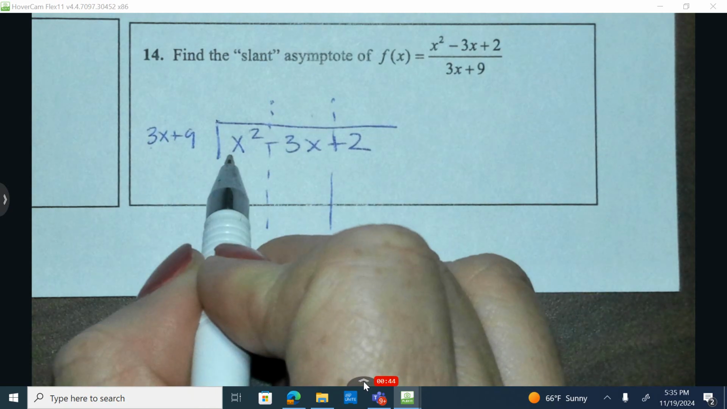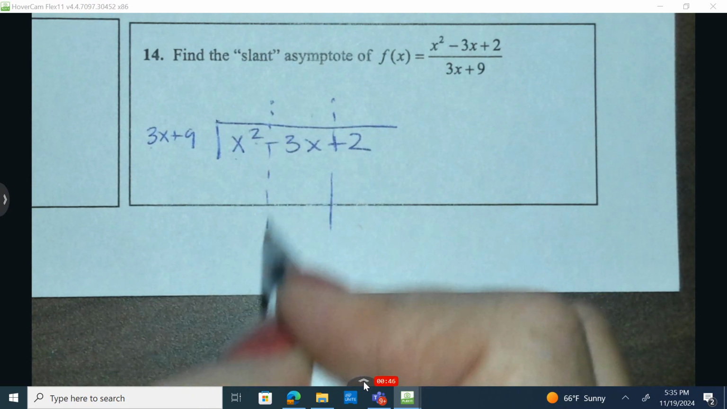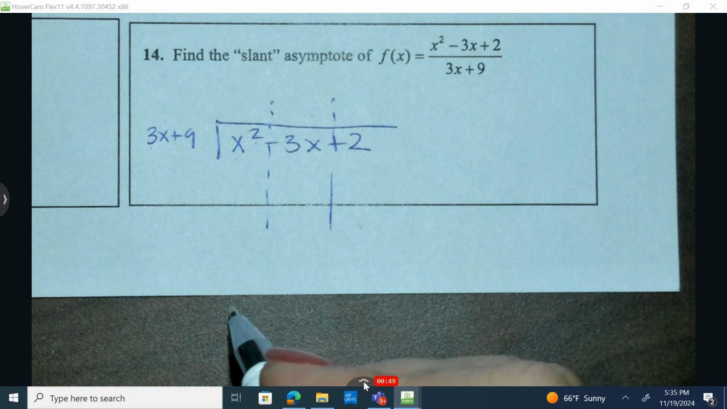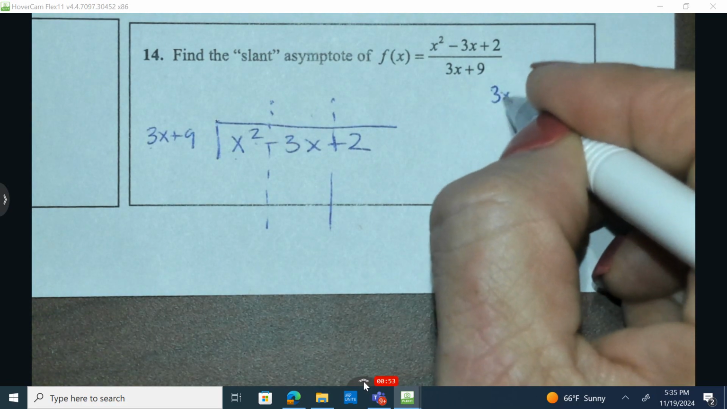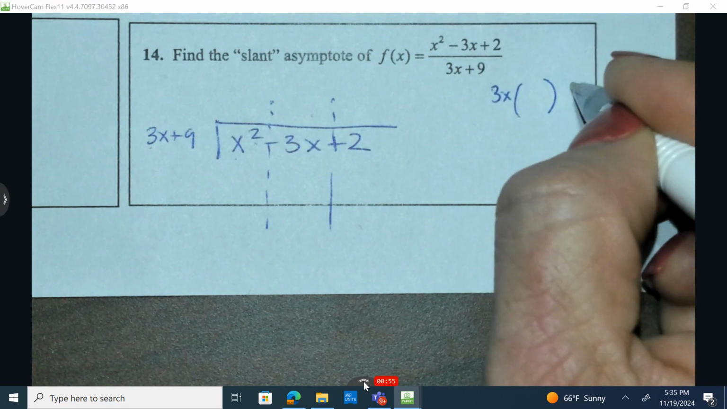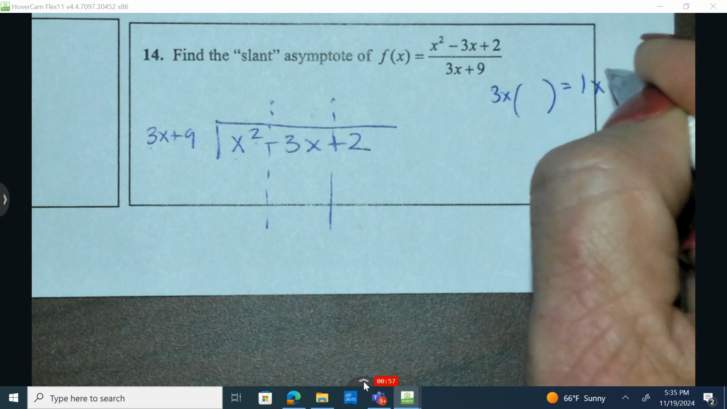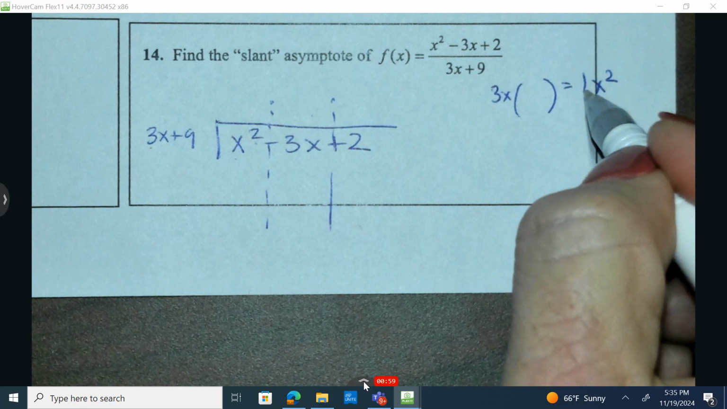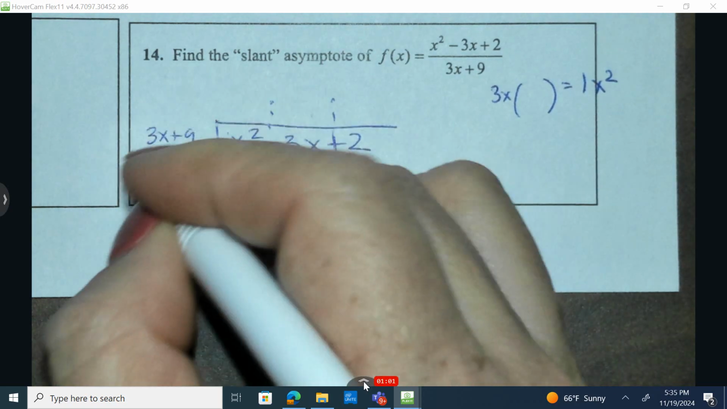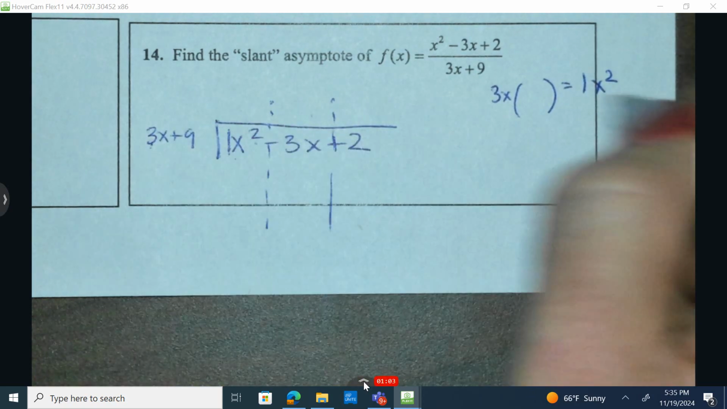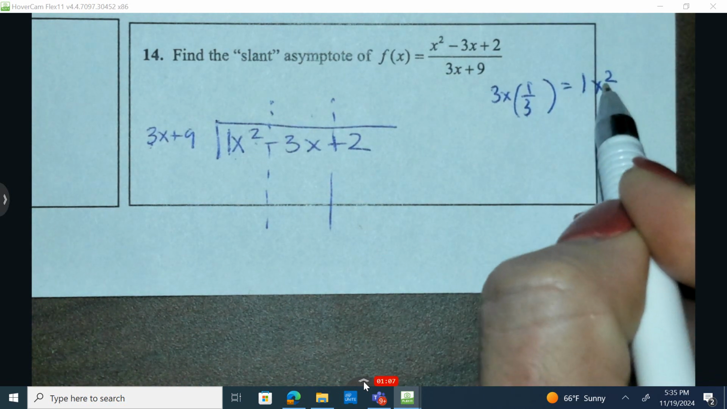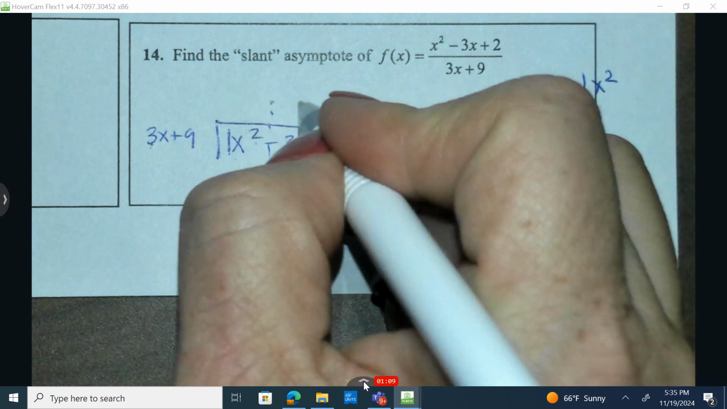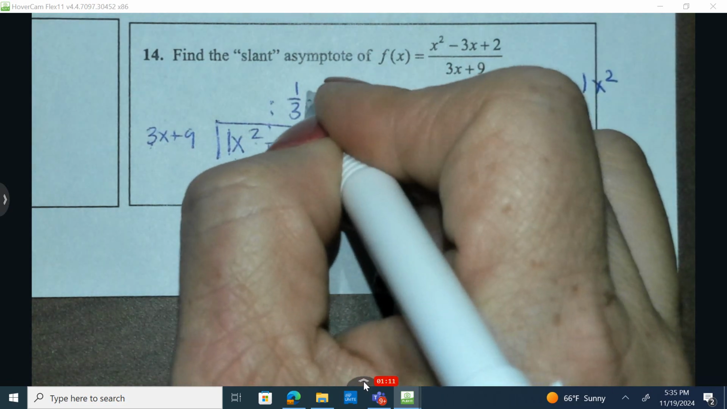3x times what is x squared? Now, this is difficult. 3x times what? So what would I have to do? I'm going to write this off to the side. What would I have to do to 3x to have it equal 1x squared? That's what I'm being asked. Well, if I need to turn it into a 1, and currently it's a 3, I would have to multiply it by 1/3. 3 times 1/3 is 1, and I need 2 x's, I only have 1. So in this position, I'm going to write 1/3 x.